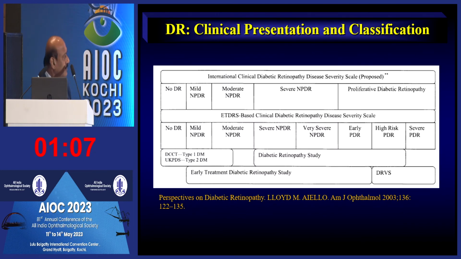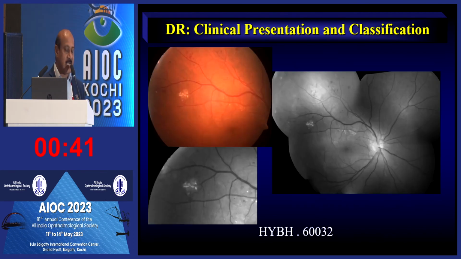And if you see the staging, the international staging for diabetic retinopathy severity is different from ETDRS, in that the severe non-proliferative diabetic retinopathy is identified as two different stages, one severe and the second very severe. Whereas in proliferative, again they stage differently: early, high risk and severe diabetic retinopathy.